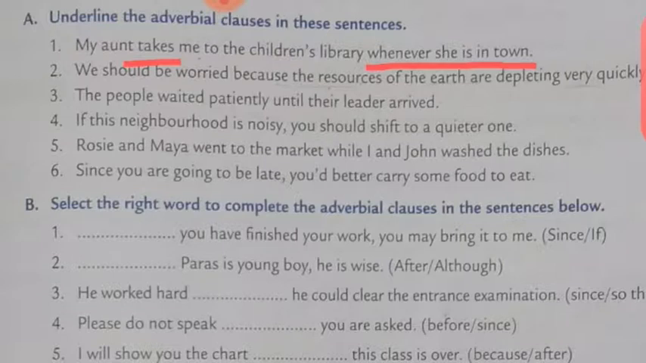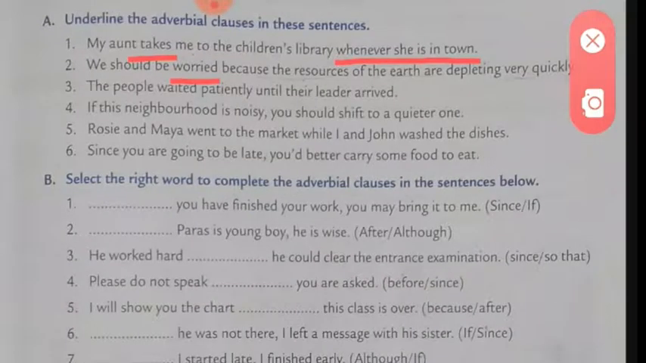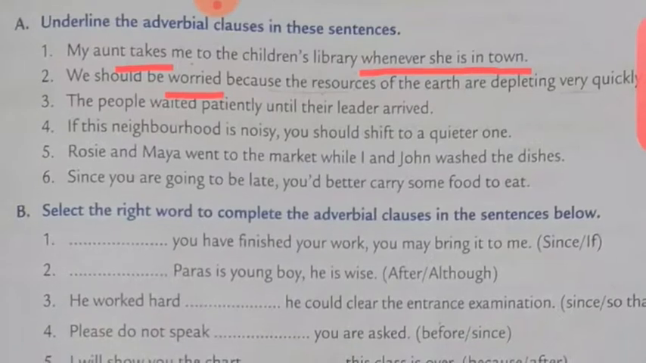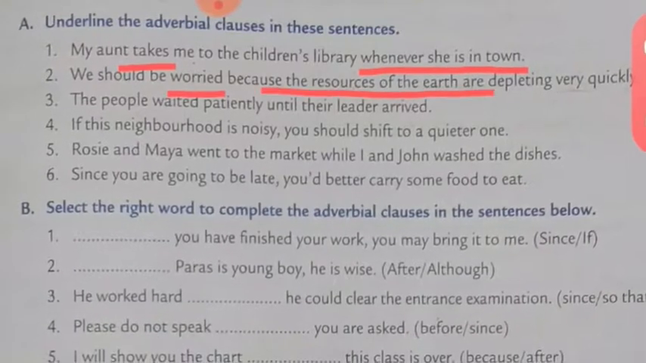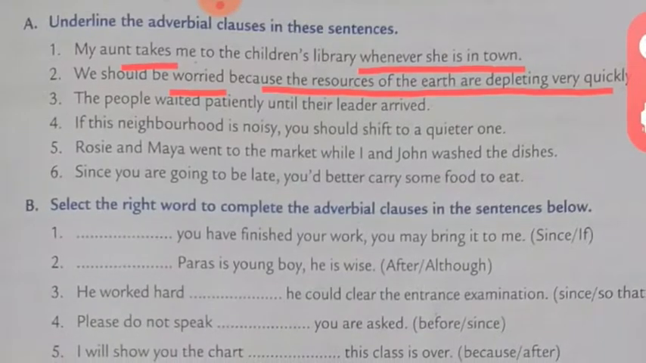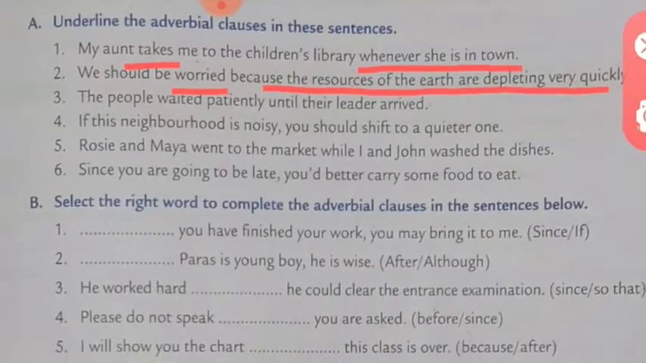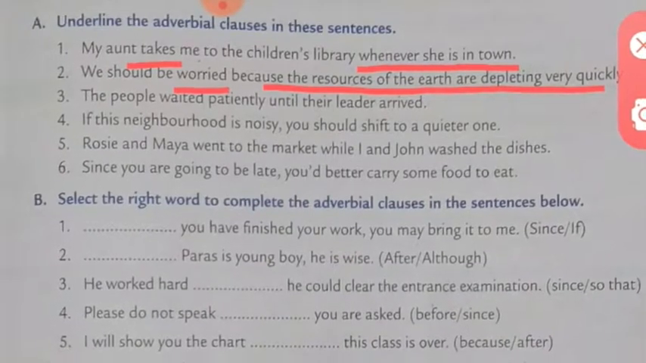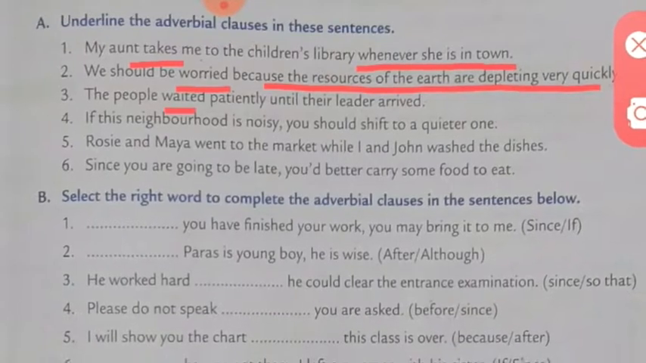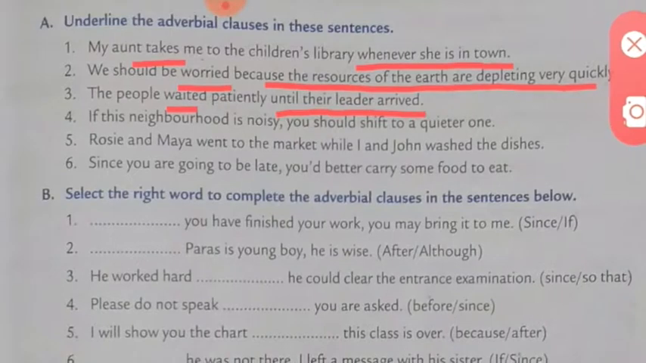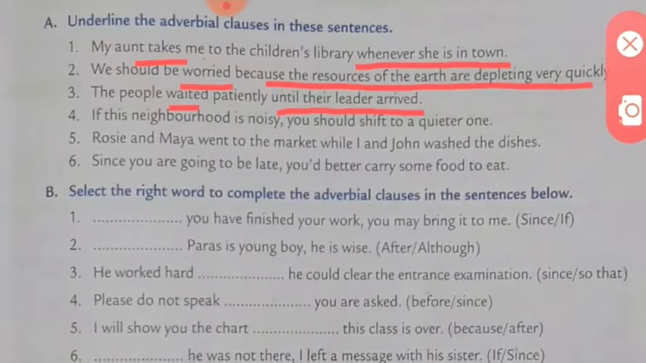We'll go to the second one. We should be worried because the resources of the earth are depleting very quickly. We should be worried, which is a verb here. Worried. Because the resources of the earth are depleting very quickly. These words are saying something about worried. This clause is an adverbial clause. Third one. The people waited patiently until their leader arrived. Waited. Until their leader arrived. Until their leader arrived is an adverbial clause.